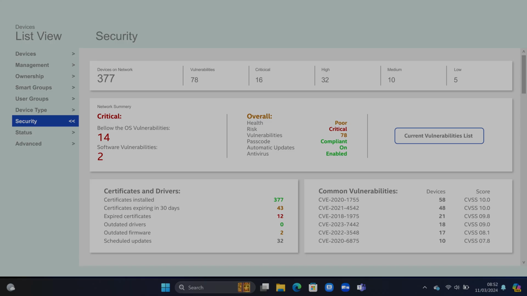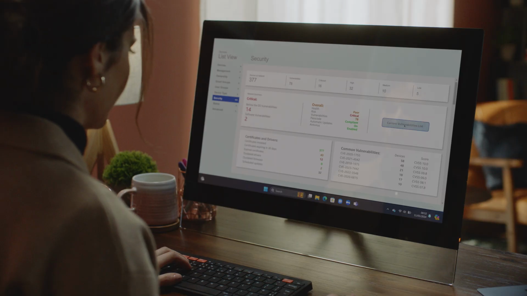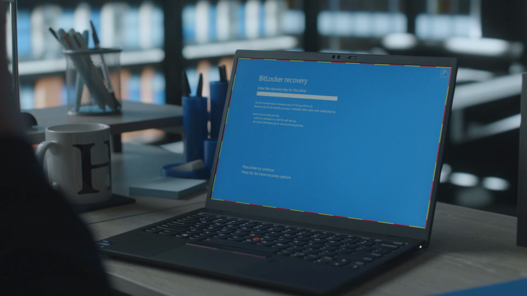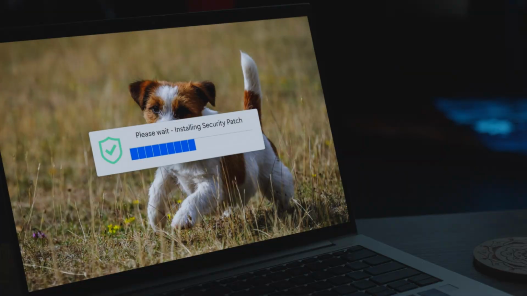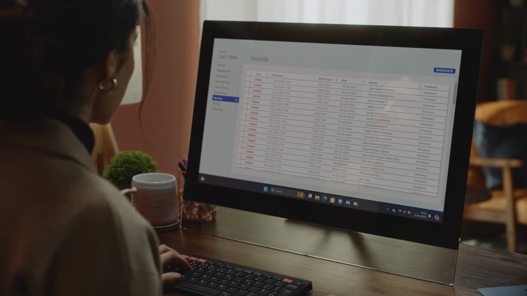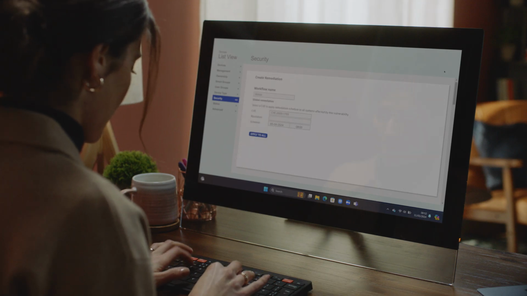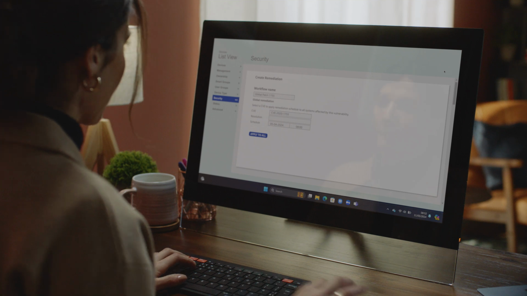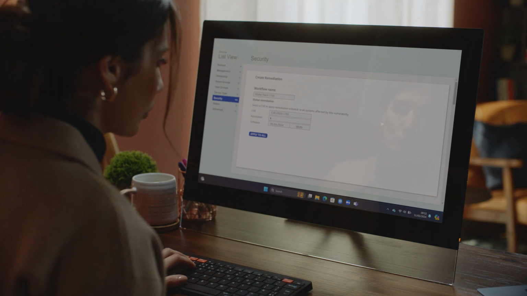IT departments can now find below the OS vulnerabilities across their entire fleet of PCs, whether they're working remotely, locally, or hybrid. Intel Device Health provides all the information required to understand the gravity of the vulnerability and find the best solution to patch it.